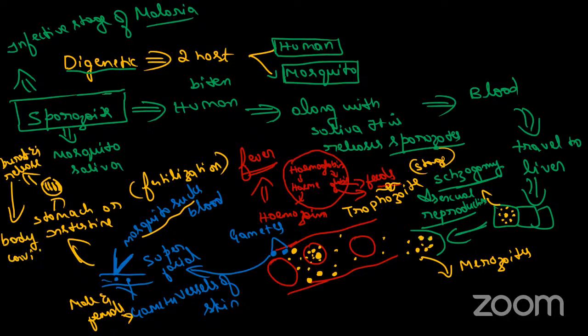Body cavity. So students, I think you have understood from here, right? The male gamete and the female gamete are in the superficial vessels of the blood in the skin.